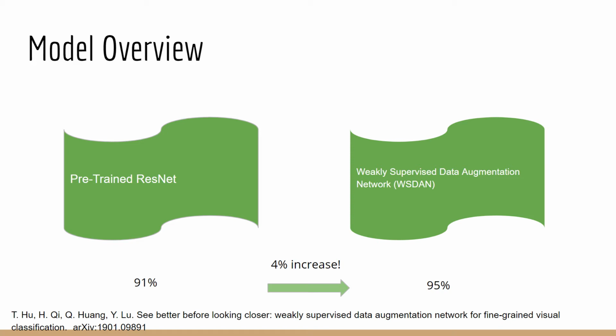After doing some research about fine-grained classification, we determined to use a novel model called Weakly Supervised Data Augmentation Network. This model is designed to tackle fine-grained classification problems. We have listed the reference at the bottom of the slides. We will go through details about this model in the next few slides.